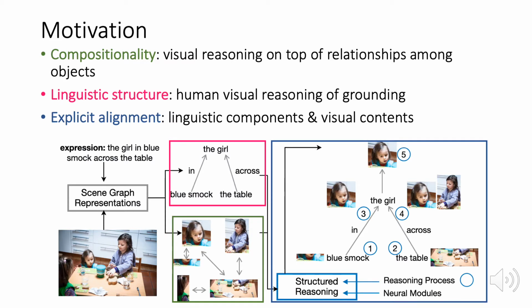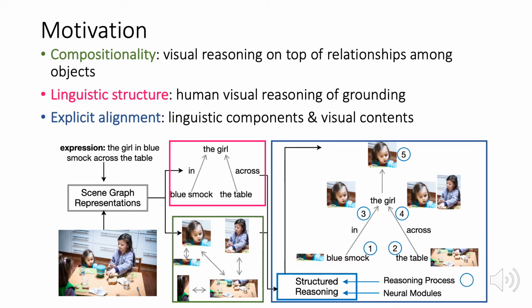We address the challenges from three perspectives. First, we perform visual reasoning on top of the relationships among the objects in the image. As shown in the green box, the relationship among the table, girls, and their clothes should be considered. Second, human visual reasoning of grounding is guided by the linguistic structure of the referring expression. As shown in the pink box, the linguistic structure of the expression is a tree structure which provides a tree-structured reasoning layout of identifying the blue smoke, finding the table, and then locating the girl who is in blue smoke and is across the table.